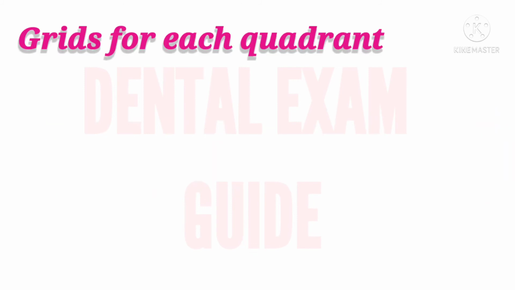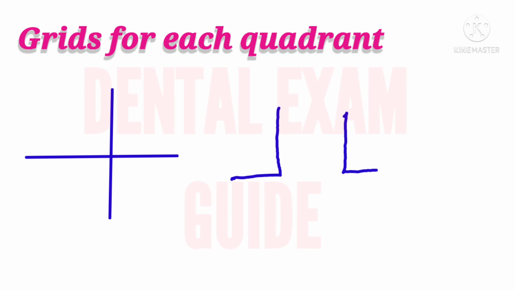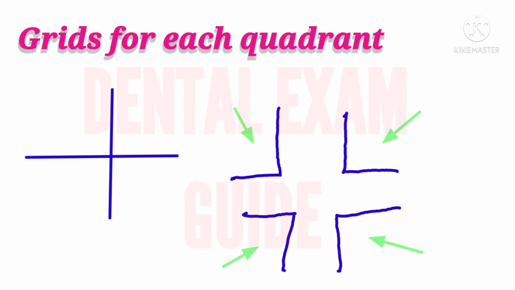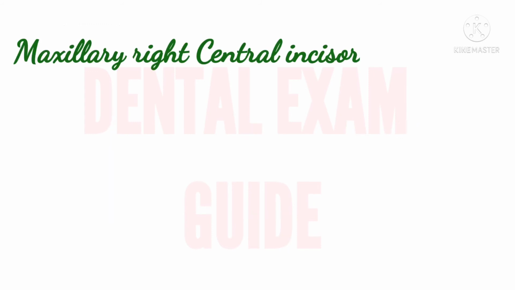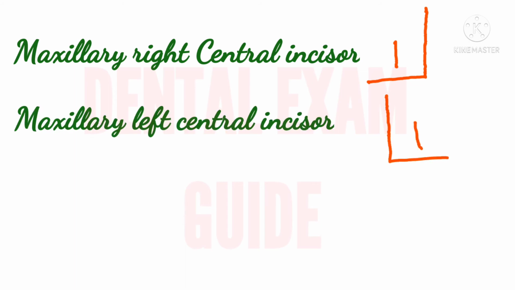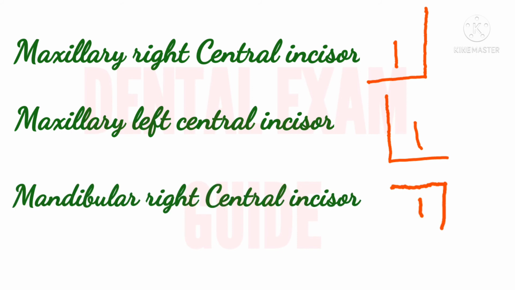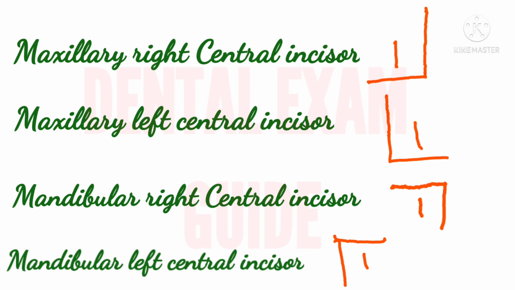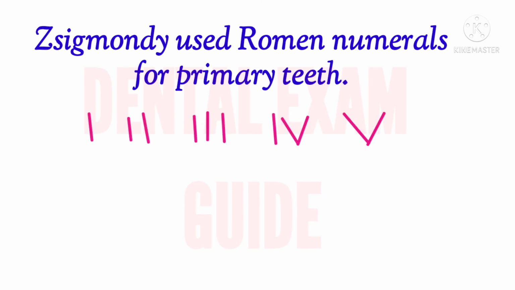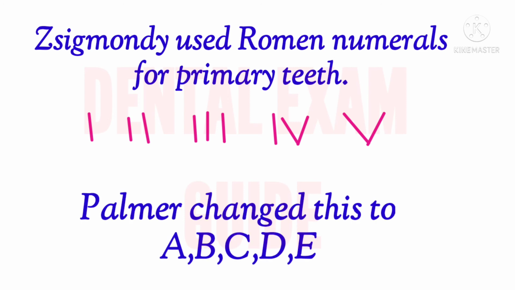The symbols used to denote the quadrants are: the first one for the maxillary right quadrant, the second one for the maxillary left quadrant, the third one for the mandibular right quadrant, and the fourth one for the mandibular left quadrant. I will show you examples of how the maxillary right central incisor, maxillary left central incisor, mandibular right central incisor and mandibular left central incisor are represented by Sigmondy-Palmer notation. Sigmondy used Roman numerals to number the teeth from the midline for the deciduous dentition, and Palmer changed this to ABCDE to reduce the confusion and errors in interpretation.